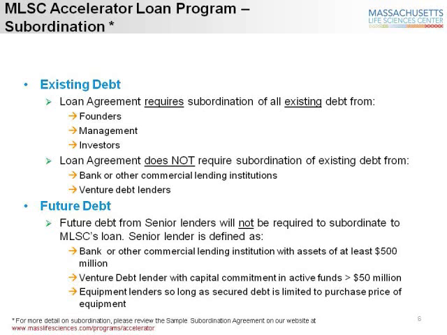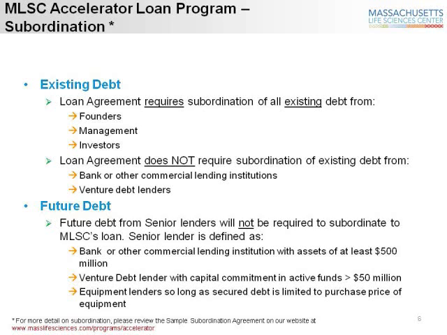To explain a little bit more about subordination, the Mass Life Sciences loan does specify that certain types of debt must be subordinated. Existing debt has a set of requirements which include that you must subordinate existing debt from founders, from current management, and from your investors. However, our loan agreement does not require you to subordinate any of your existing debt that comes from larger investors, such as banks, commercial lending institutions, and venture debt lenders.